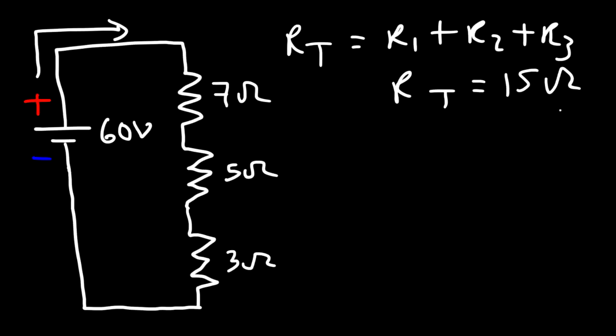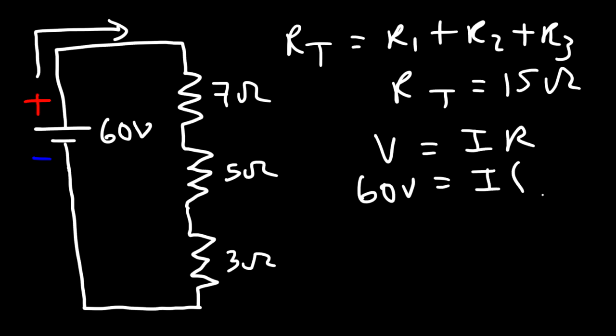Next, you need to calculate the current in the circuit using Ohm's law, V equals IR. So we have a voltage of 60 volts across an equivalent resistor of 15 ohms. And 60 divided by 15 is 4. So the current flowing in the circuit is 4 amps.